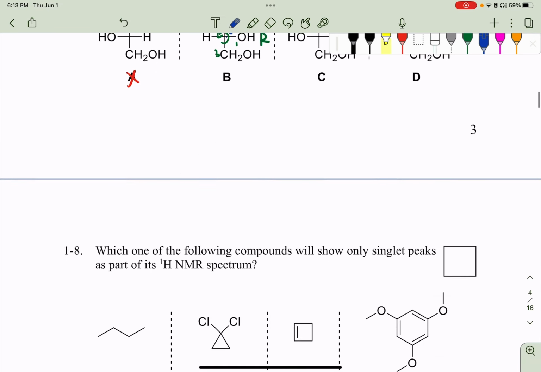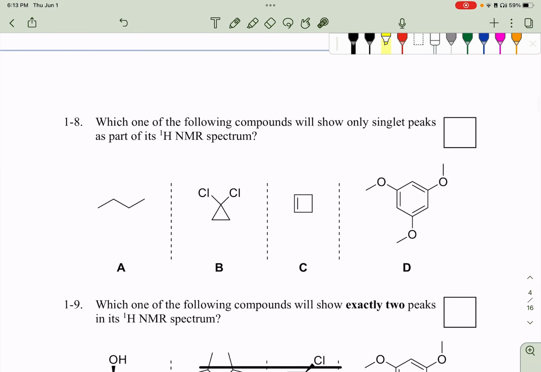All right, next up, 1.8. Which one of the following compounds will only show a singlet peak? So let's think about it. First of all, we can draw the mirror plane here, and then these 2 carbons are equivalent, these 2 carbons are equivalent. So this one has 2 neighbors, so it's a triplet. And this one has the triplet here, so it's going to be a quartet.